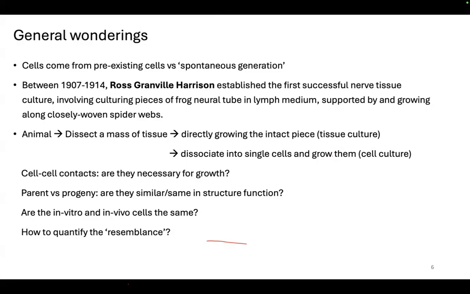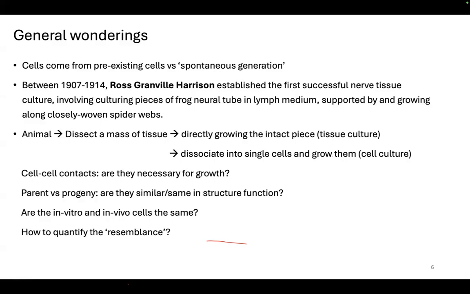So one of the scientists, Dr. Harrison, established one of the first experiments, considered to be one of the earliest cell culture experiments. What he was doing is looking at nerve tissue of the frog. And now cells need something to support them. Okay, and by support, two things.